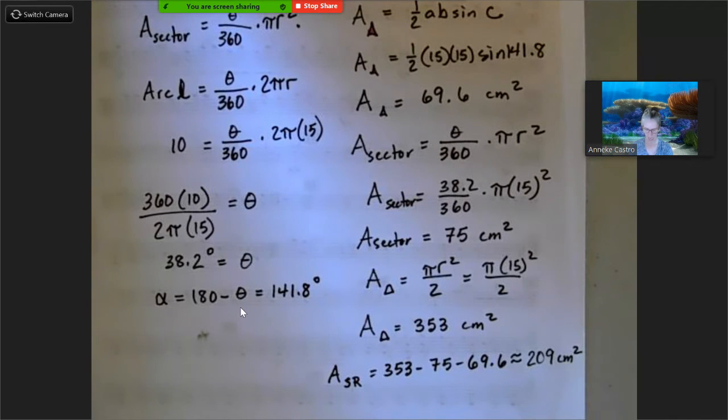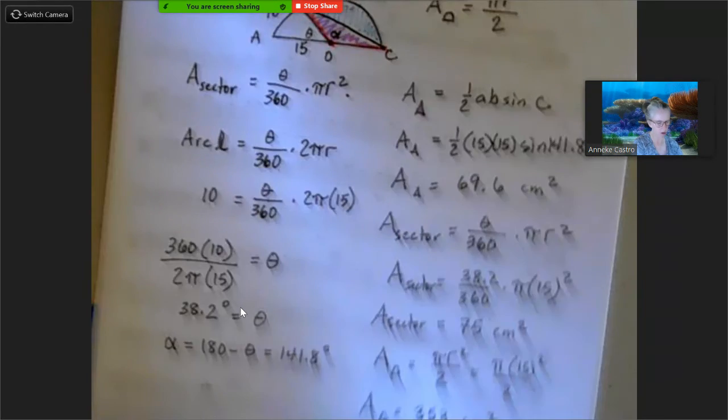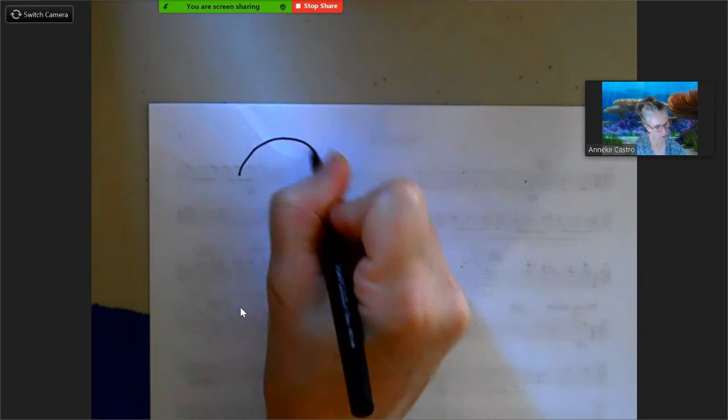Okay, part B. Let me find my notes for part B. Part B asks for the perimeter of the shaded region. Okay, so that's not so bad. I think the area was actually harder. So the perimeter, again, let me draw the shape.